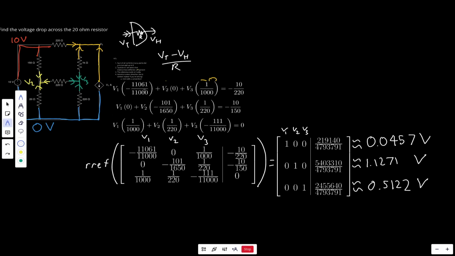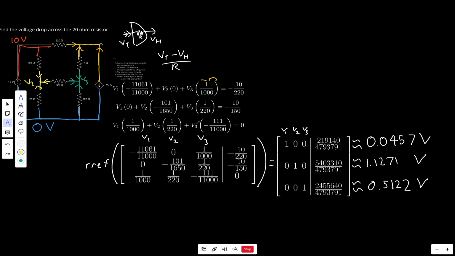Alright, so now we know how to get these nodal equations, and we also know how to solve them. We can easily put them into a coefficient augmented matrix such as this one and take the reduced row echelon form to get this result. If you don't know what I'm talking about, I highly recommend checking out the other video that I made on Gaussian elimination so that you could easily solve systems of linear equations such as this one and get your answer.